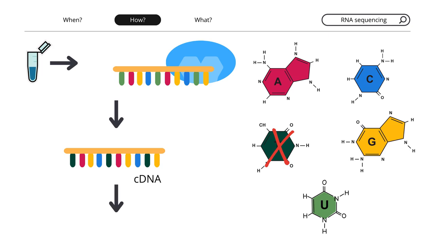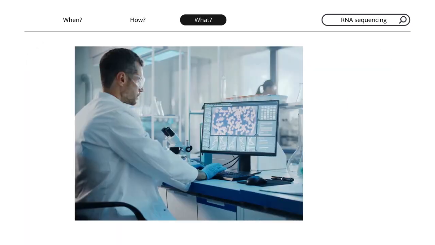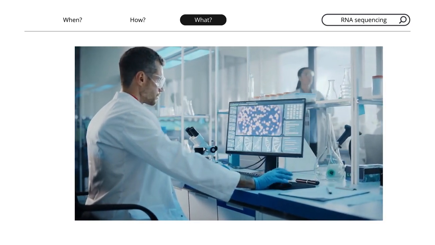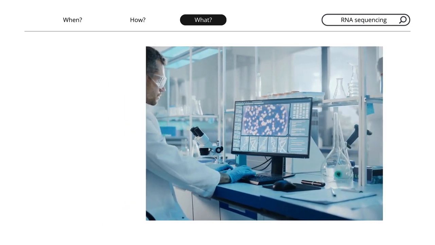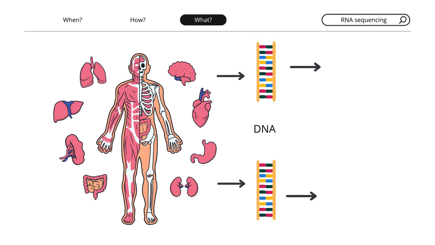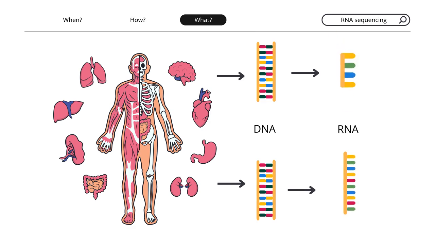And now we can use short-read sequencing technology to read the fragments and identify the RNA. Through RNA sequencing, we gain a better understanding of what genes are activated and expressed. Have you ever wondered why different tissues in our body can do different things, even if they all have the same DNA? That's because our DNA is expressed differently in each tissue, and RNA lets us capture this difference in expression.